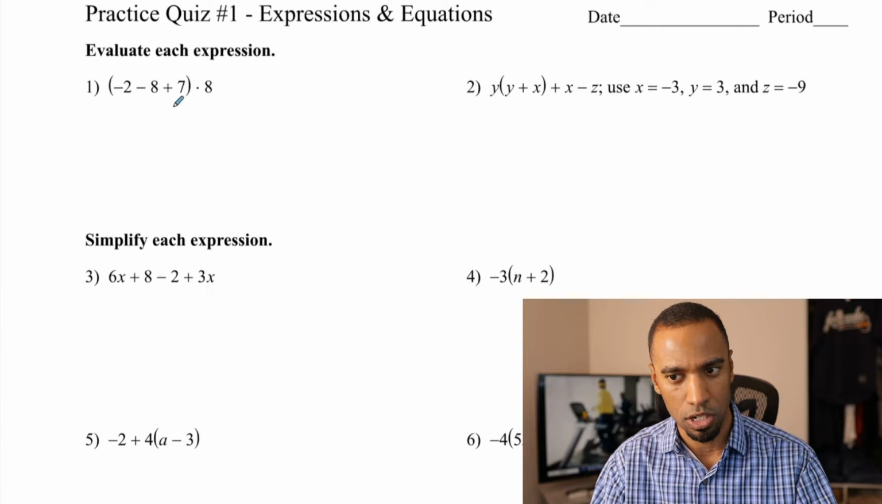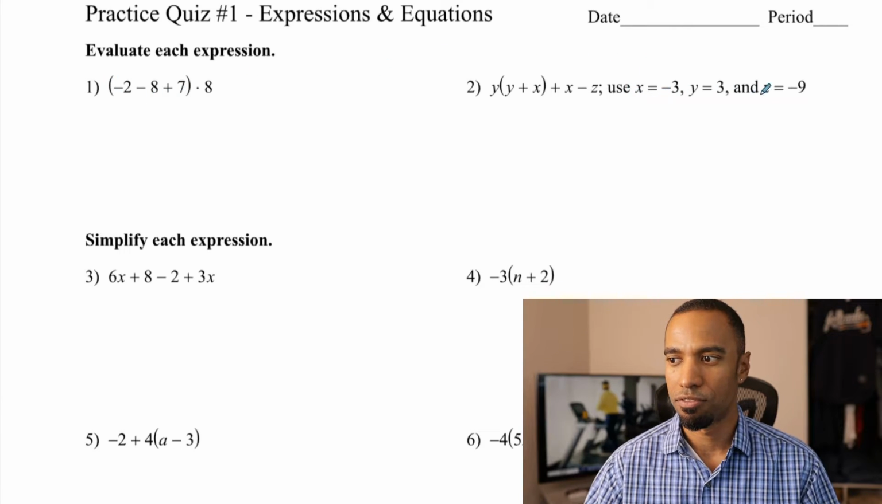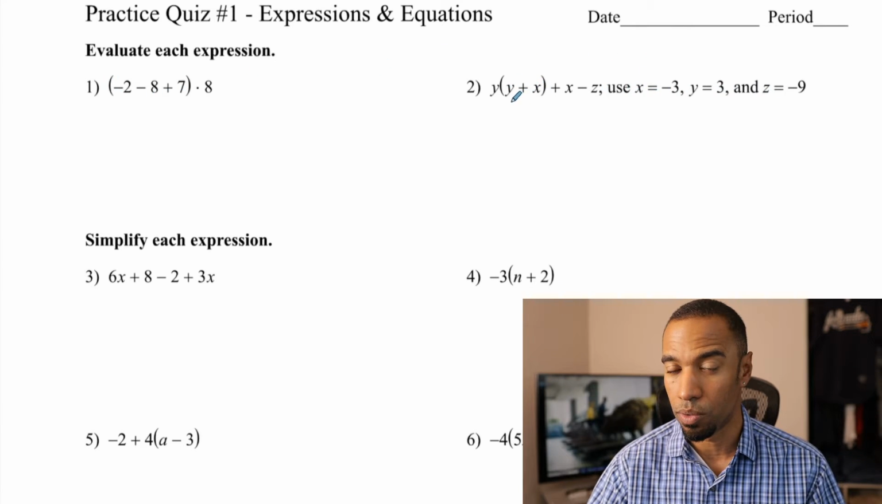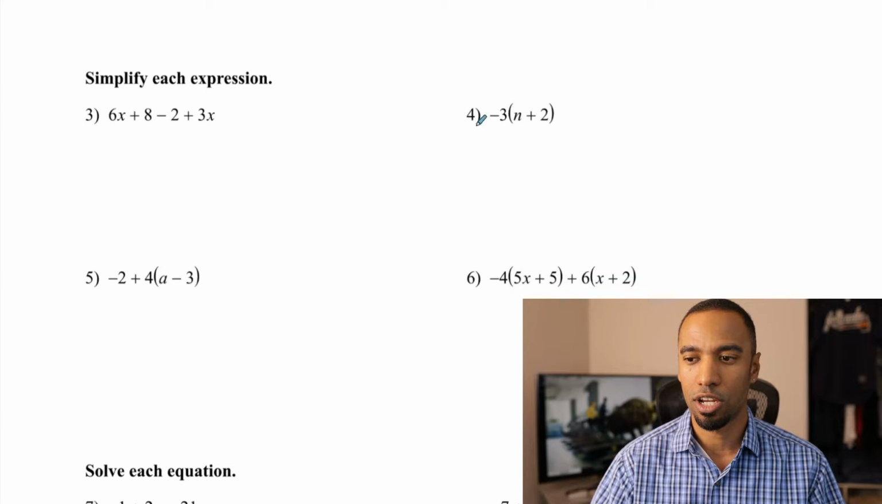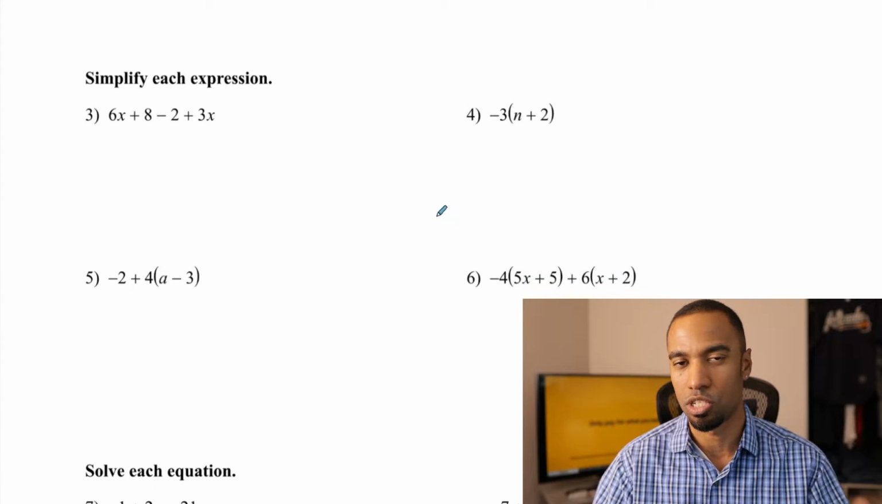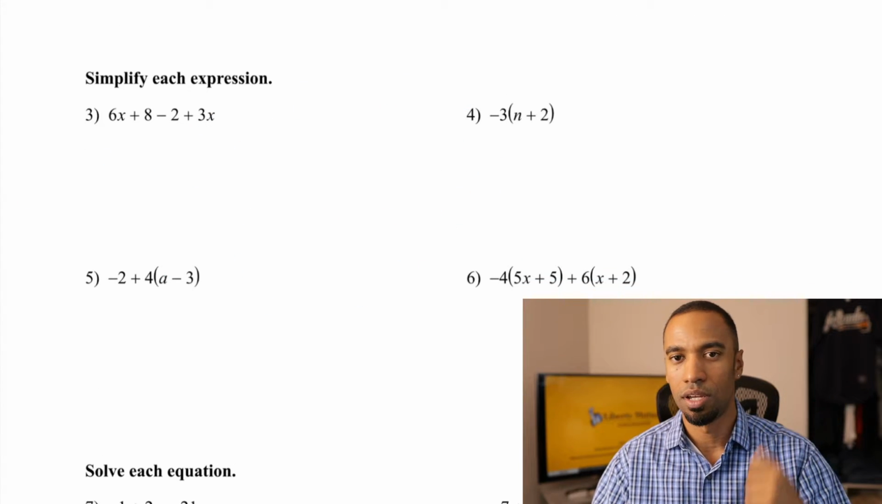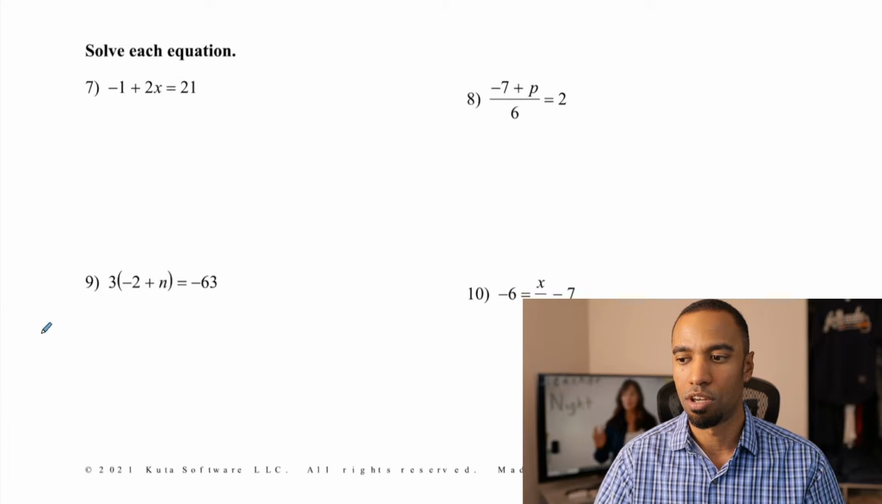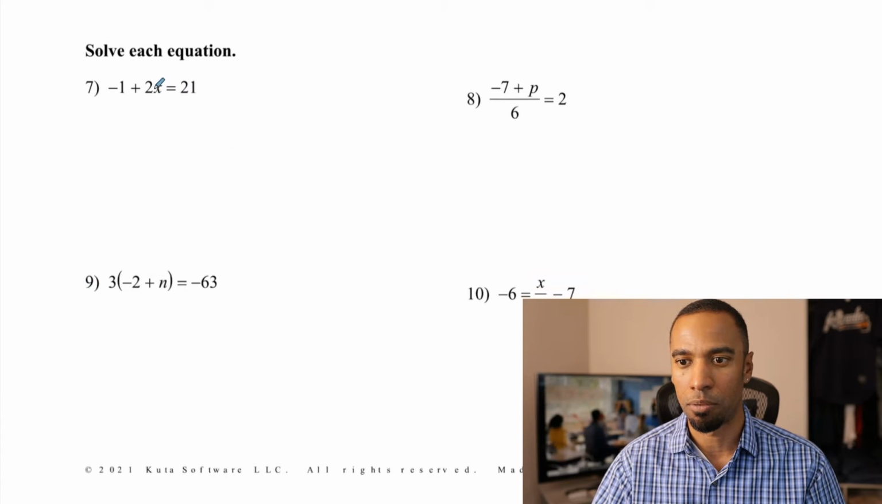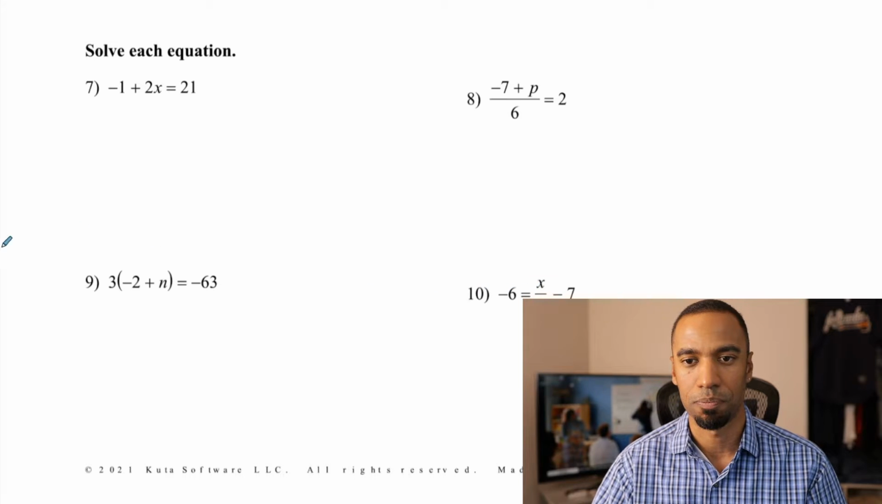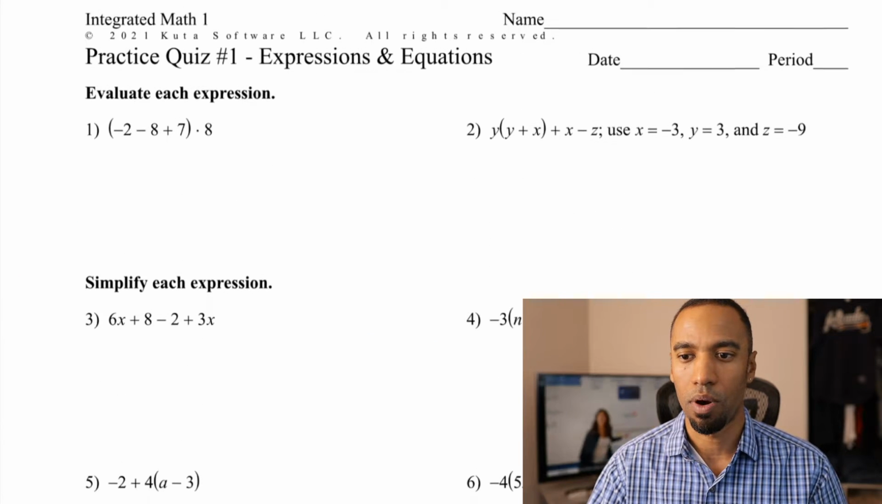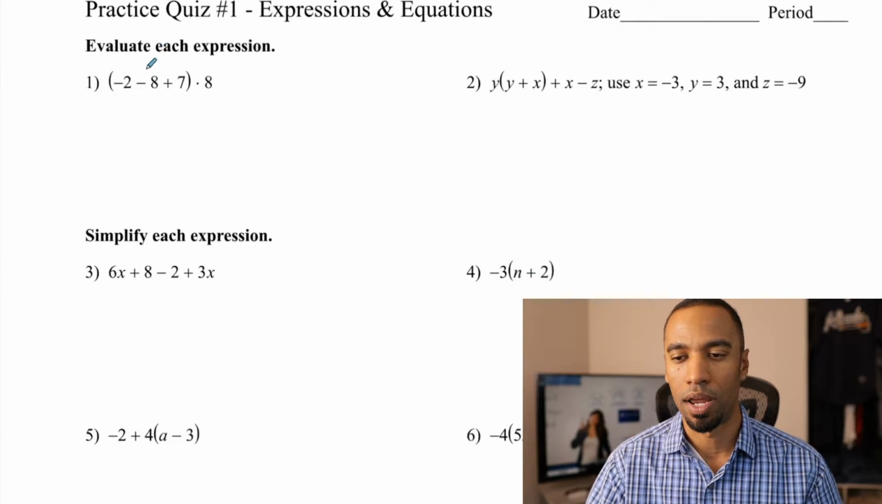We got an order of operations problem, try and evaluate that. We have substitution and evaluation through, you guessed it, order of operations. I have 4 expressions which we have to simplify, which means distribute, combine like terms. And then we have 4 equations for which we're attempting to solve for the variable x, p, n, and x. And that's it. So let's take a look at what we have here, starting with number 1 and 2.